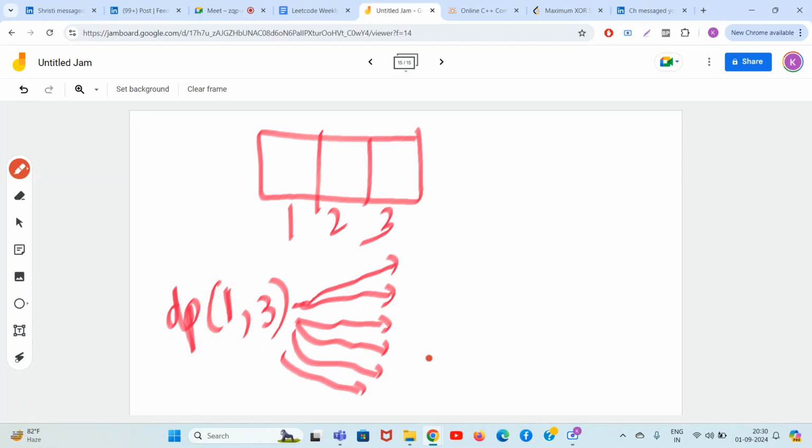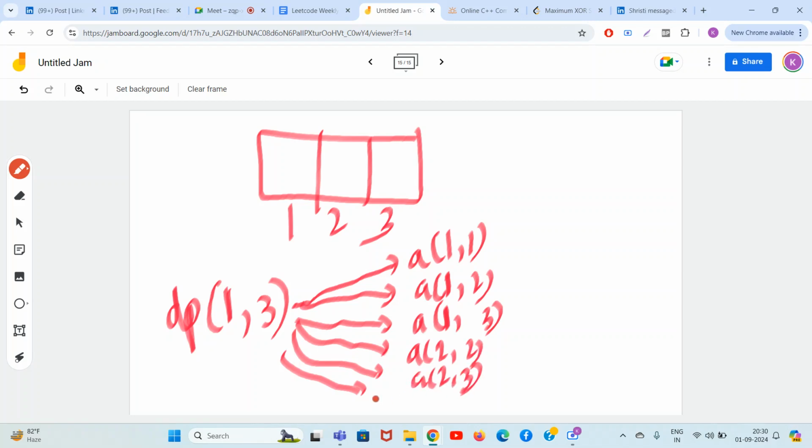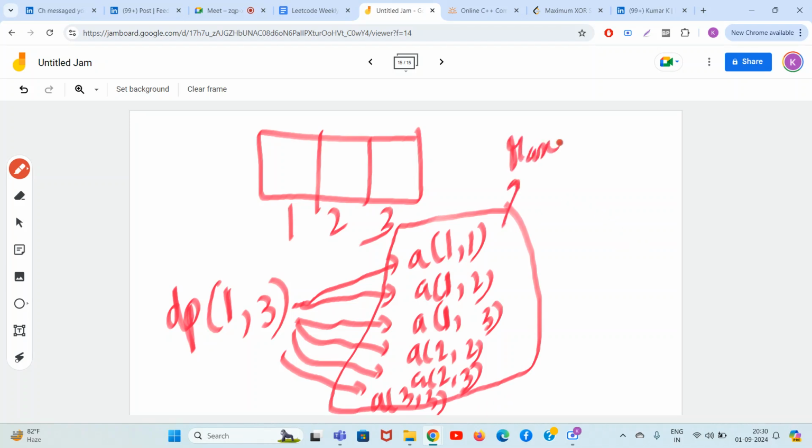In DP13, which all subarrays' answers do you have to consider? I am writing the answer as A. Okay. So A of 1 comma 1, A of 1 comma 2, A of 1 comma 3, A of 2 comma 2, A of 2 comma 3, A of 3 comma 3. You have to take the max of these values, and that is the answer of DP13. Ashmit, if your focus is there, you should be able to write it in the Google chat.